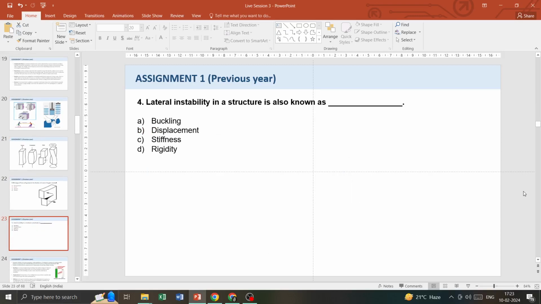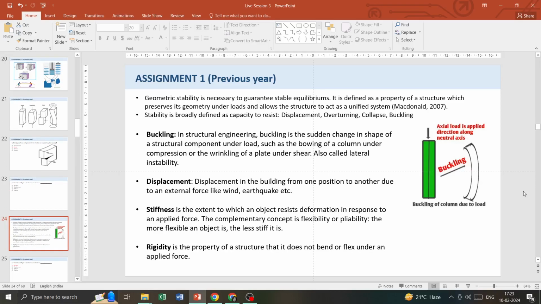Coming to question number 4, lateral instability in a structure is also known as buckling, displacement, stiffness, or rigidity. So I'll quickly go through these terms. Geometric stability is necessary to guarantee a stable equilibrium. It is defined as a property of a structure which preserves its geometry under loads and allows the structure to act as a unified system.